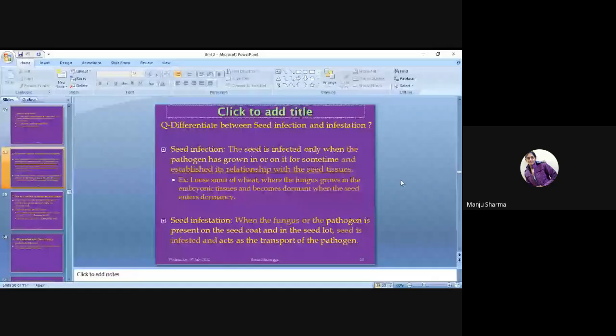Seed infestation is when the fungus or pathogen is present on the seed coat. That means whenever the pathogen affects only the upper surface or seed coat of the seed, then it will be called seed infestation. So the seed is infested and acts as the transport of the pathogen.